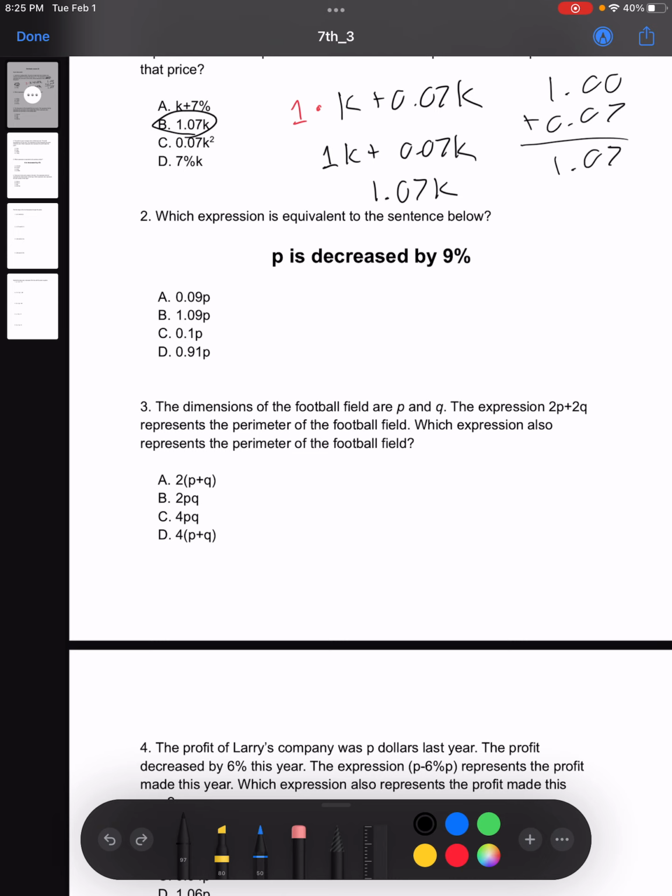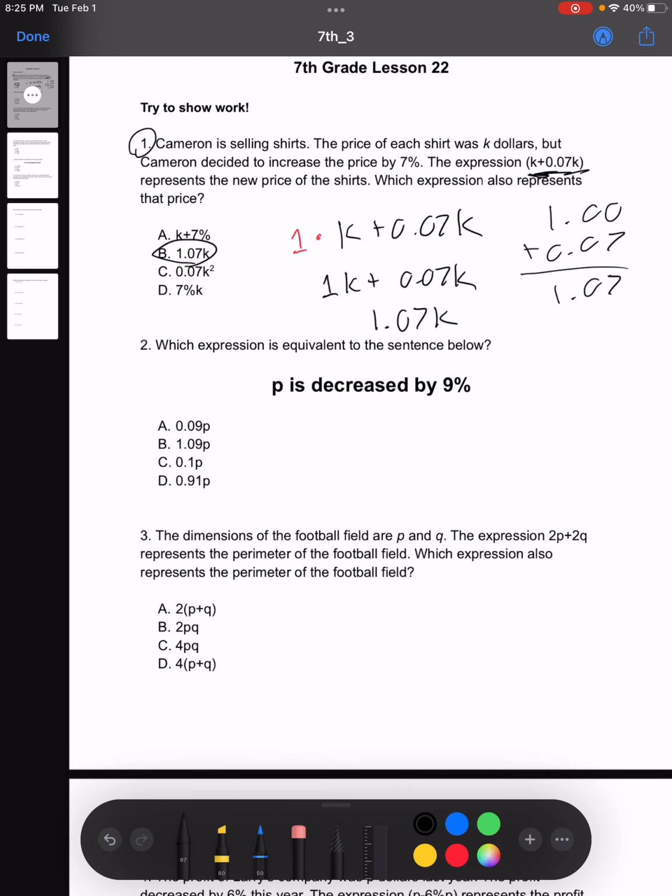Which expression is equivalent to the sentence below? P is decreased by 9%. Well, going back to problem 1, where we saw that K had a hidden coefficient of 1, we can see that P has a hidden coefficient of 1 here as well. Another way to think about this is that, say, just P by itself is equal to 100%. If we were going to decrease P by 9%, we'd have to subtract 9% from the original 100%, meaning that 100 minus 9 would only leave us with 91%.